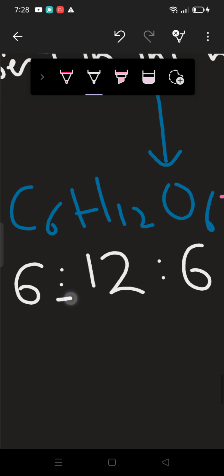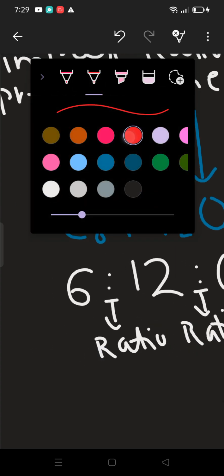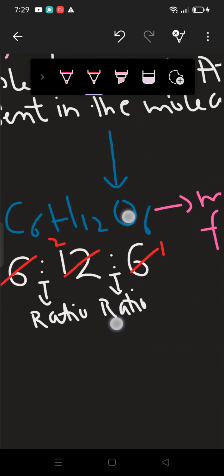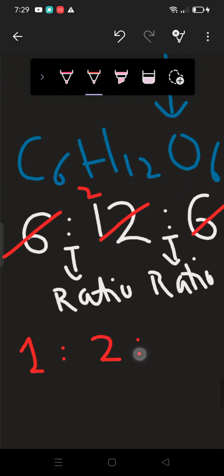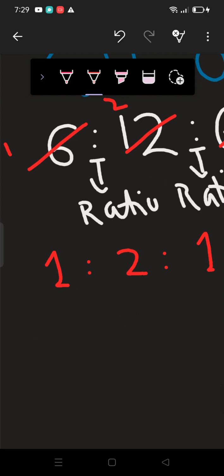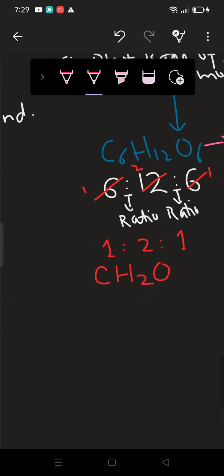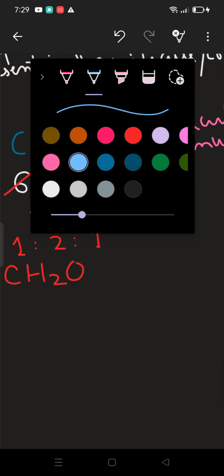This is basically the sign of the ratio, right? So, 6 ones are 6, 6 twos are 12 and 6 ones are 6. So it has given us the ratio of 1, 2, 1, which means carbon will have only 1, H will have 2, however O will have only 1 as well. So CH2O is the empirical formula of the glucose.